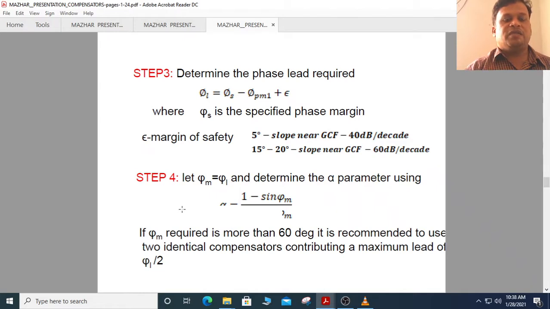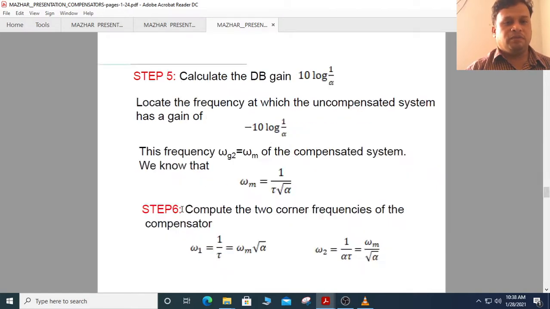So 5 degrees is for a slope near GCF of 40 dB per decade, and 15 to 20 degrees is for a slope near GCF of 60 dB per decade. These values are given here for epsilon, the margin of safety. Now we can determine the alpha parameter also by phi m is equal to phi 1.